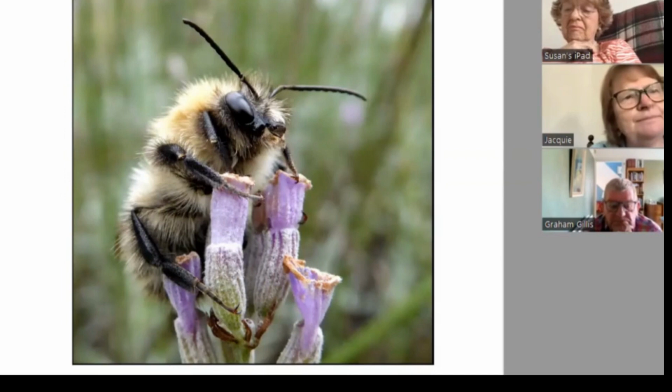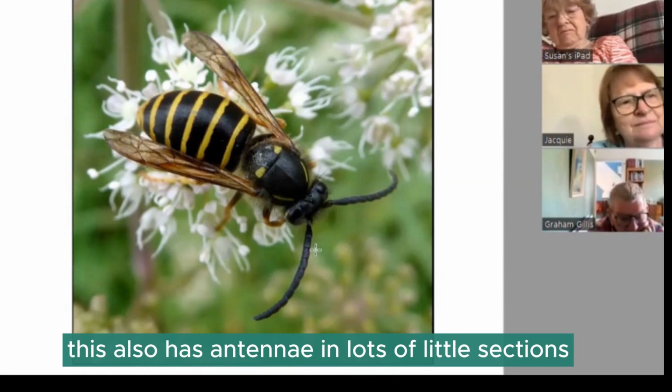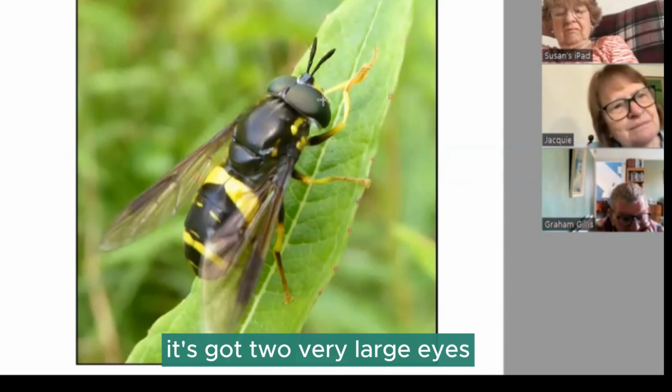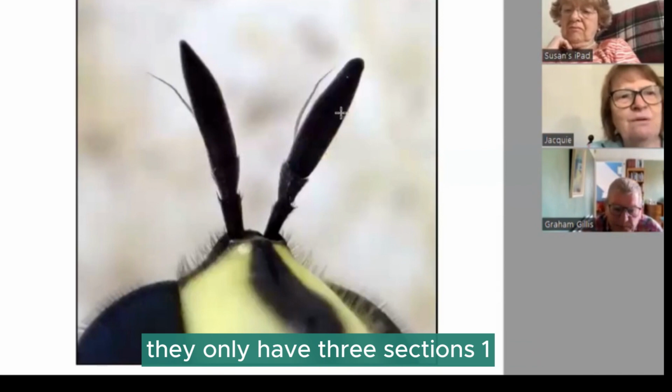And next, this is a wasp. And because wasps and bees are very closely related, this also has antennae in lots of little sections. Whereas in another hoverfly, even though this one looks like a wasp, it's got two very large eyes, unlike the smaller eyes on a bee or wasp. And if you look closely at the antennae, they only have three sections. One, two, three. Can you see the cursor okay?